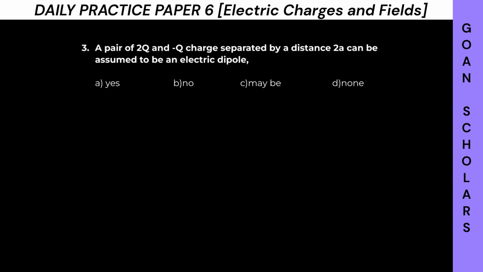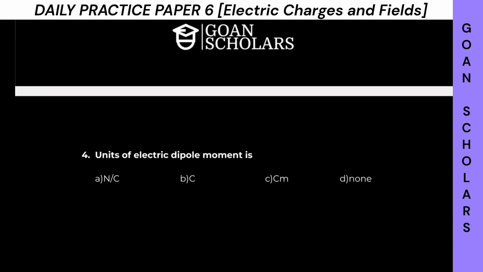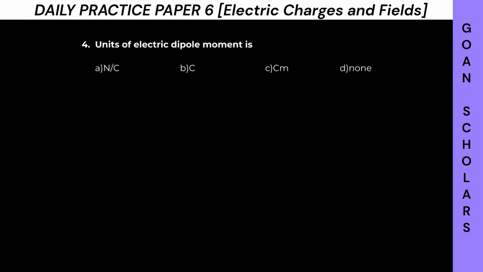A pair of 2q and minus q charge separated by a distance 2a can be assumed to be an electric dipole. Now the basic definition of electric dipole is a pair of equal and opposite charges. So here we can see that 2q is not equal to q. They are opposite but they are not equal, right? 2q is twice the charge of q. So hence it is not an electric dipole. Let's move to question number 4.